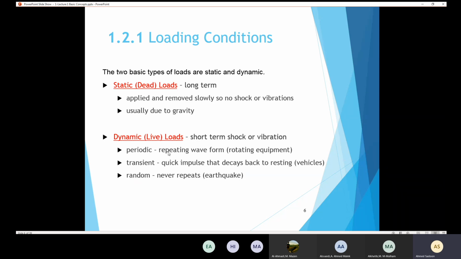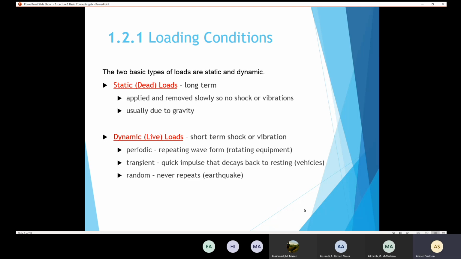The periodic is like a repeating wave from rotating equipment. So let's say that you have a generator inside your building. In order to generate electricity, the machine is going to rotate. That rotation is going to cause dynamic loads, and it's going to be periodic, which means that it's going to repeat itself again and again and again.